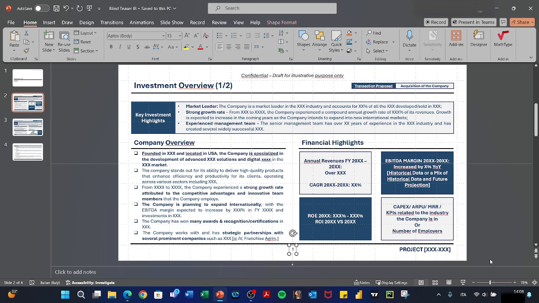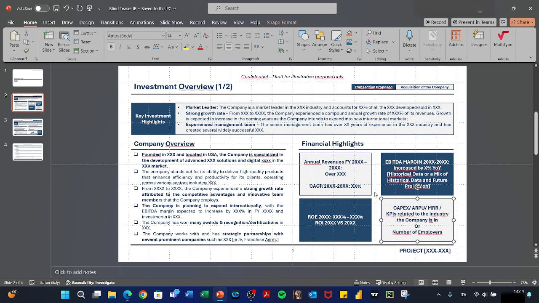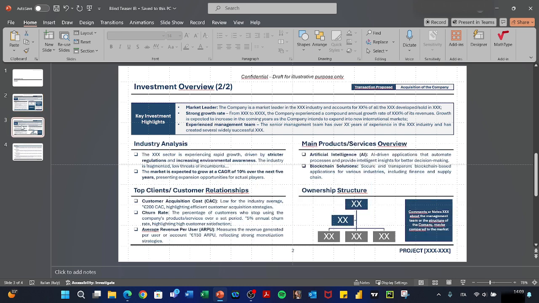You could also add information about KPIs, which means key performance indicators of your company, which are relevant for the sector the company operates in. You could add some information about the number of employees of your company. Then the second page, I think, is quite customizable according to your needs.